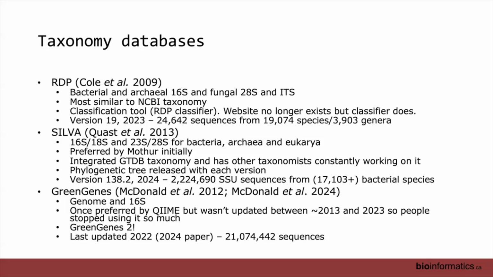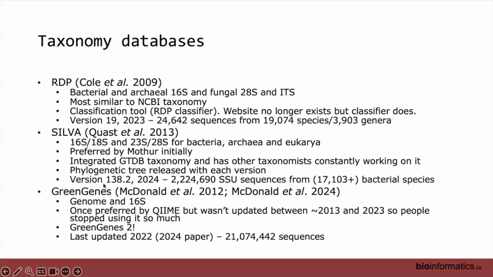They also release a phylogenetic tree with each version that you're then able to use when you want to insert your sequences into a tree instead of building a de novo tree each time. But that's going to be covered a bit more tomorrow morning. The most recent version was 138.2, and this has over 2 million SSU sequences from over 17,000 bacteria.